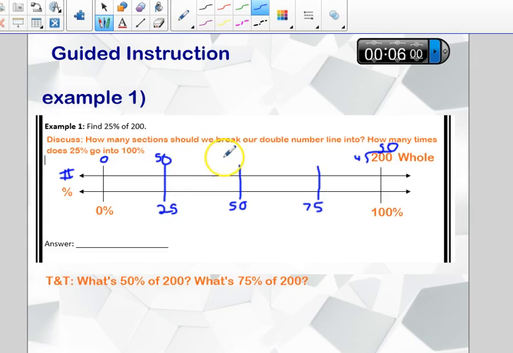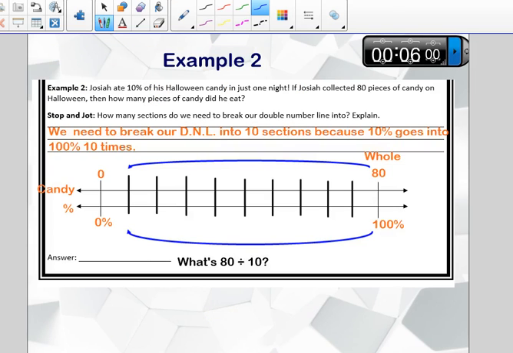So 50, 100, 150, and then I end at 200. So now I can use this number line to answer the question, what is 25% of 200? I come here and I circle this, 25% is going to be 50. Let's look at example number 2.